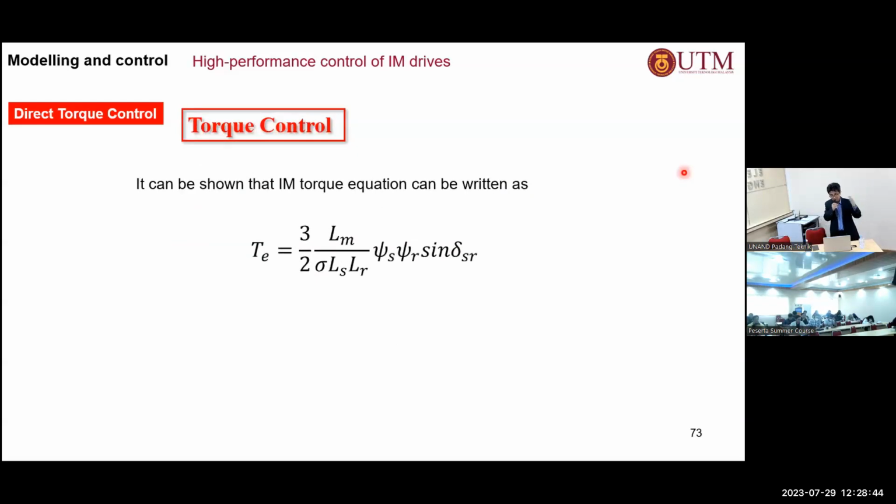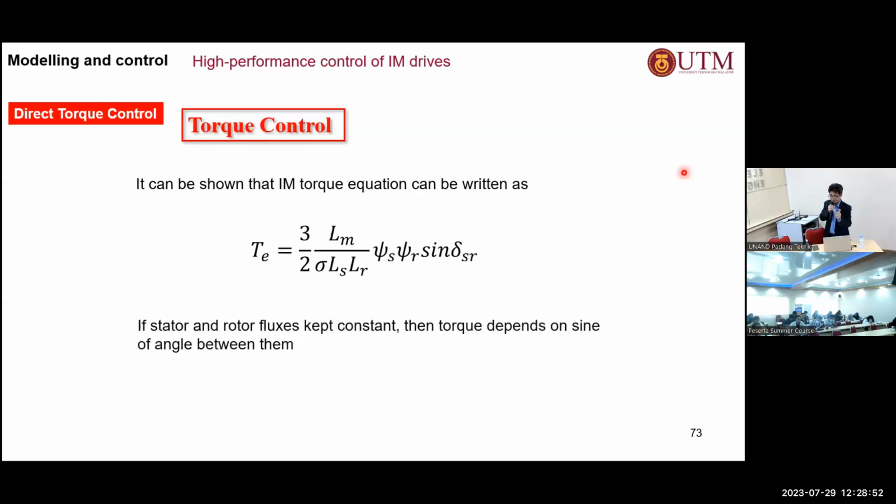We have to go back to the torque equations, which define the torque in terms of the stator flux and rotor flux magnitudes and delta SR, the angle between the two. All right. So this is not a vector here. Psi S and psi R are not vectors. They are the magnitudes of the stator flux and the rotor flux.